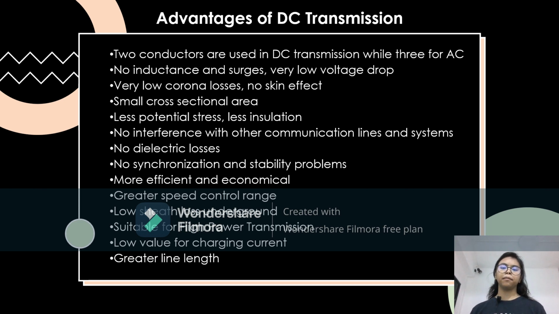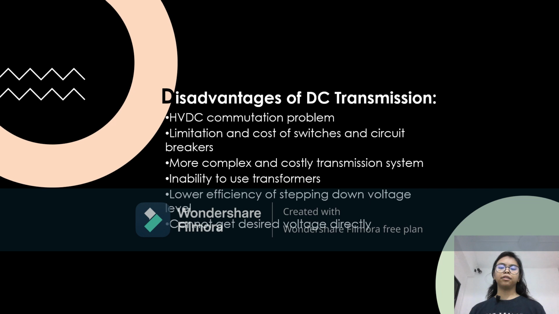In a DC transmission system, there are no difficulties in synchronizing and related stability problems. DC system is more efficient than AC. Therefore, the price of towers, poles, insulators, and conductors are low, so the system is economical. Now let's go to the disadvantages of transmission of DC.